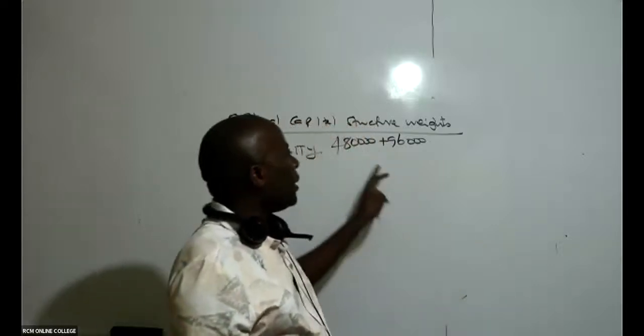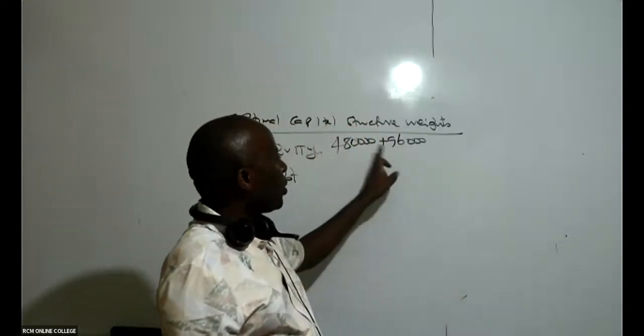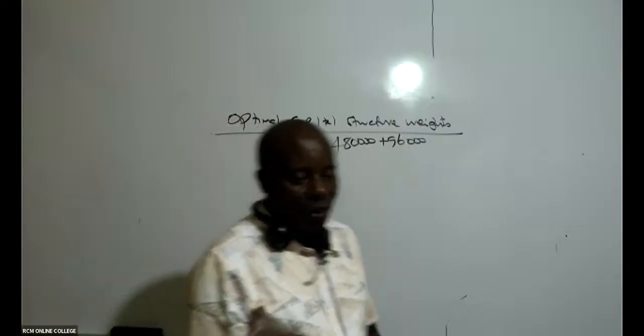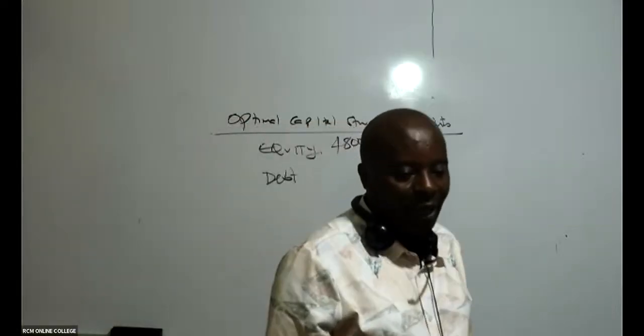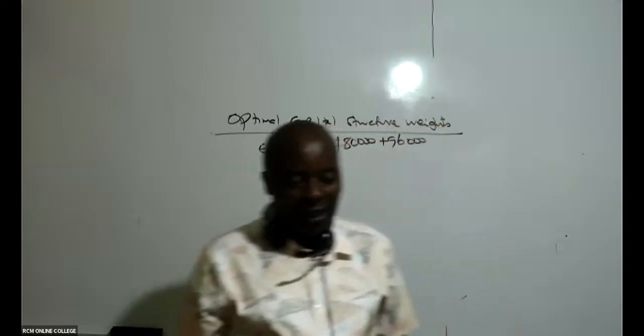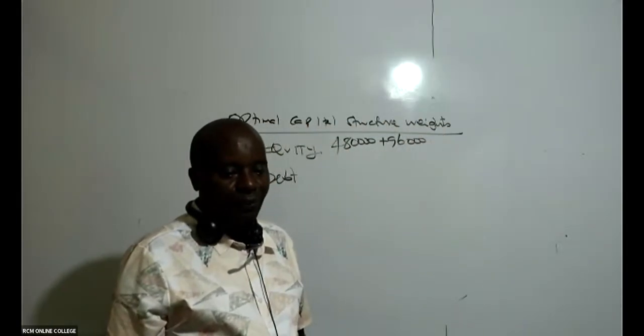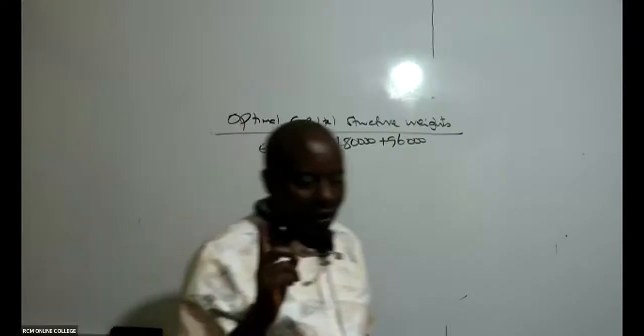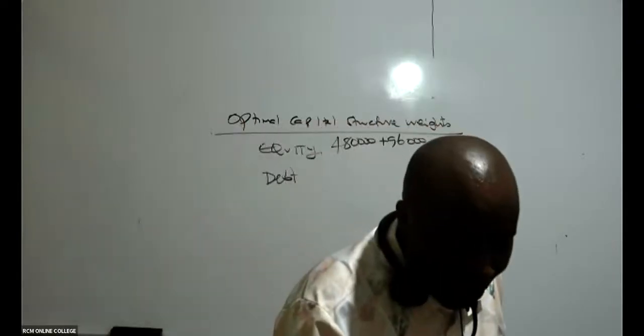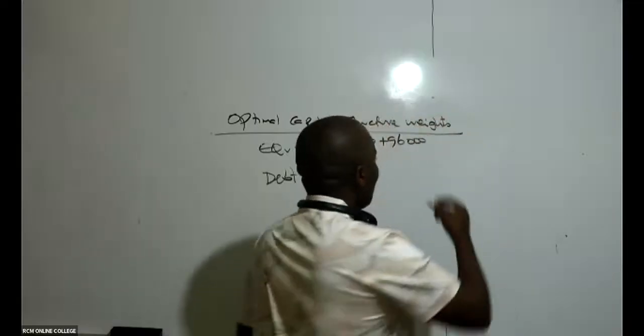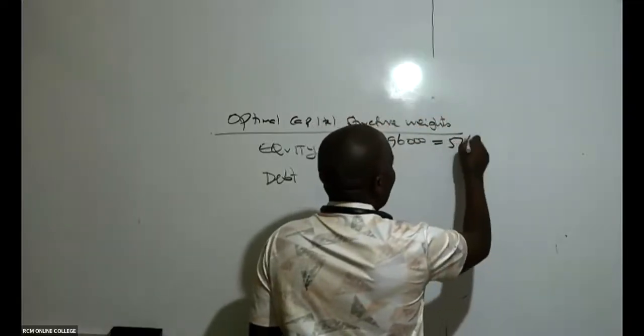And that is why I'm adding these two. So can somebody give me this total here? 480,000 plus 96,000. This will give me what figure? So we have here 576,000. Thank you so much.